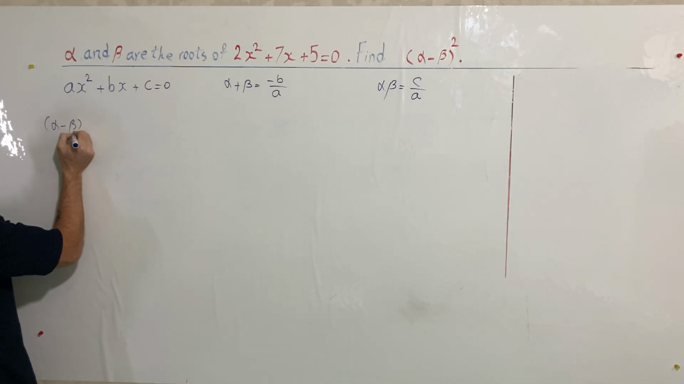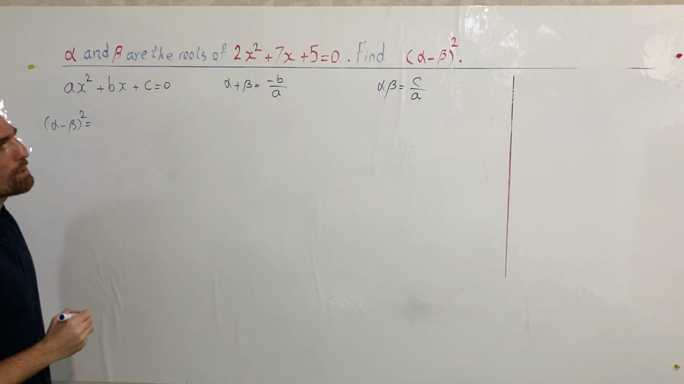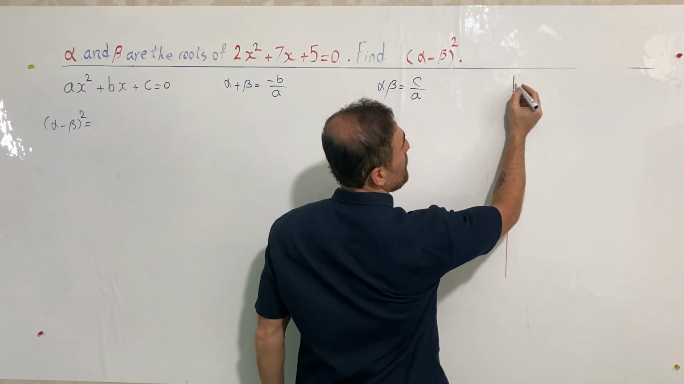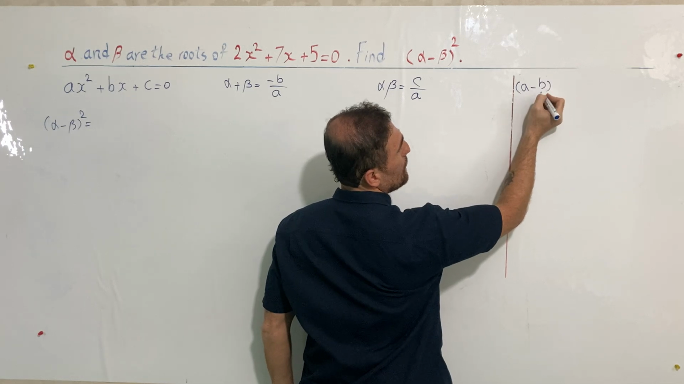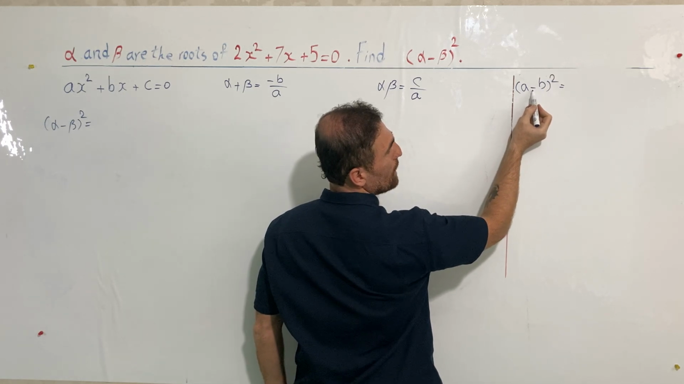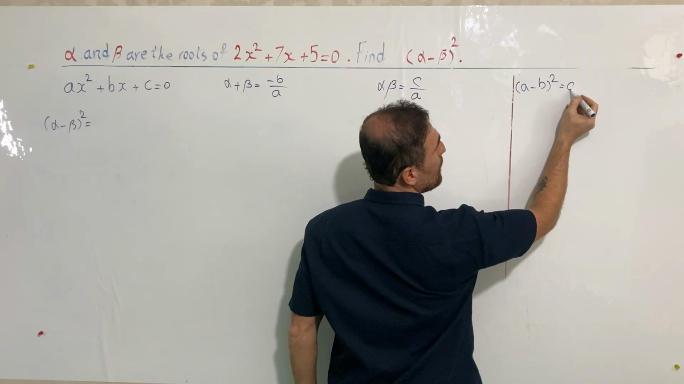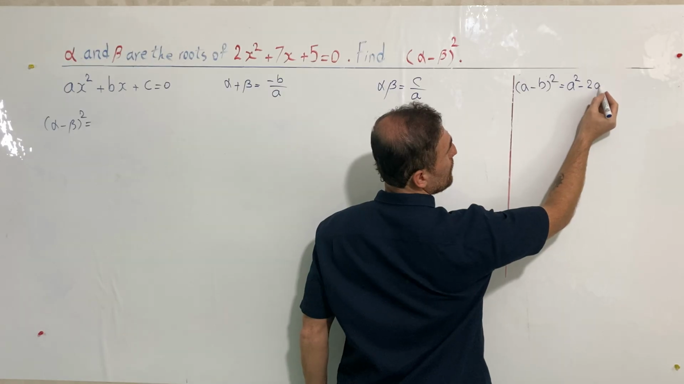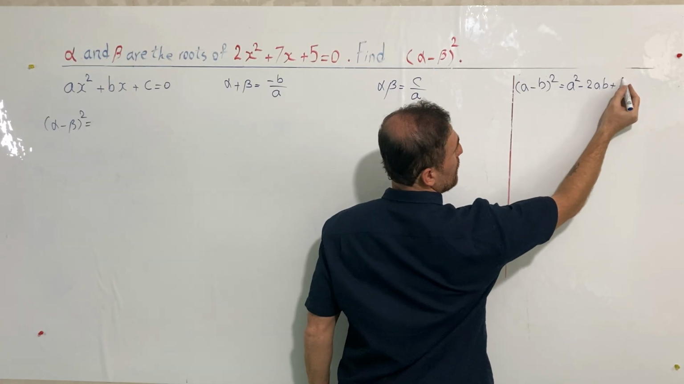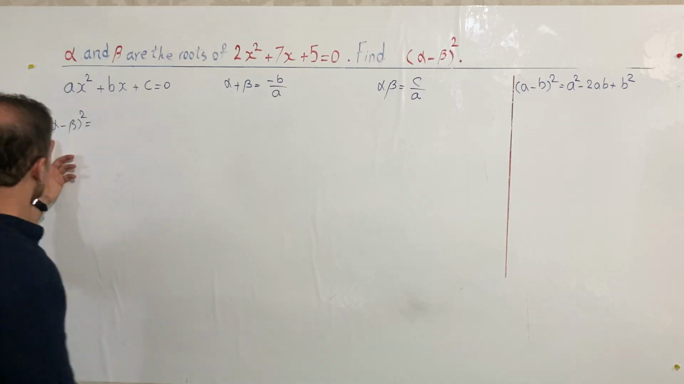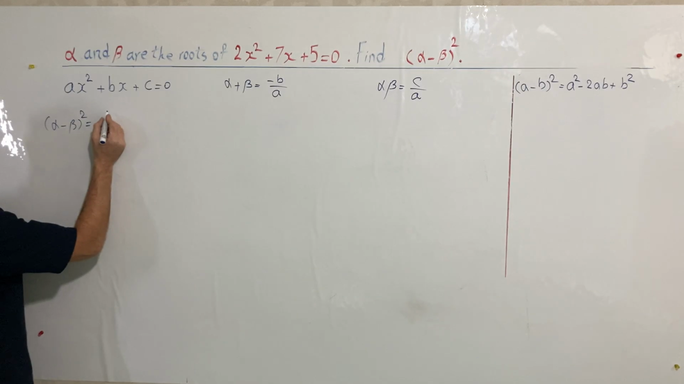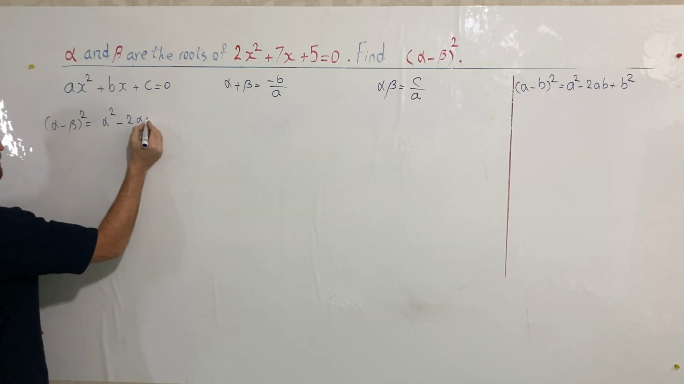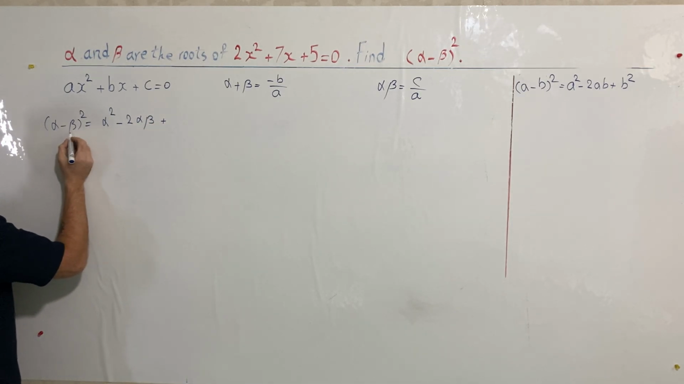Alpha minus beta squared. To start the solution, I'm going to get help from an algebraic identity that says a minus b squared, which means the square of the difference of two terms, is going to be first term squared minus twice the product of the first term and second term plus second term squared. So alpha minus beta squared is going to be first term squared minus twice the product of the first term and second term plus second term squared.